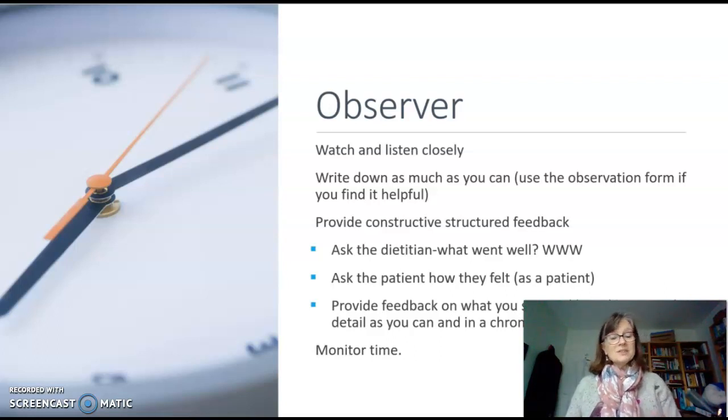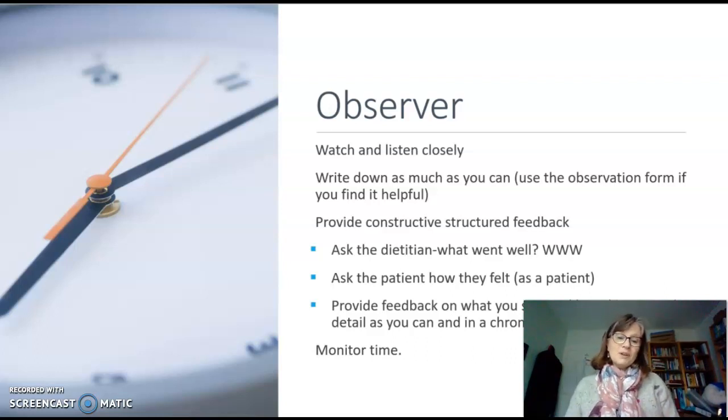We then want to ask the patient how they felt. How did you feel as a patient? Did you feel welcomed? Did you feel you were being listened to? Was there anything that perhaps made you think, oh, that felt a little bit uncomfortable? But try and just say as a patient how that felt without being super critical.